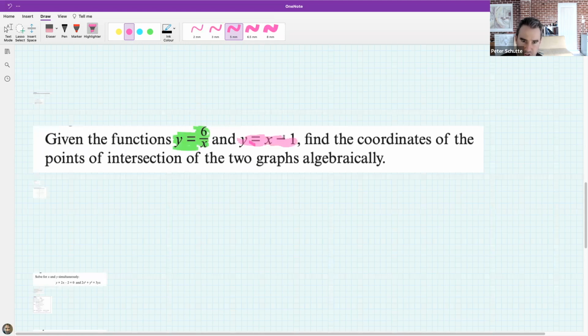Now, before we start, bonus points for naming what type of equation or what type of function the green function is and what type of function the pink function is. If you want to come online, you can tell me, otherwise pop it in the chat.